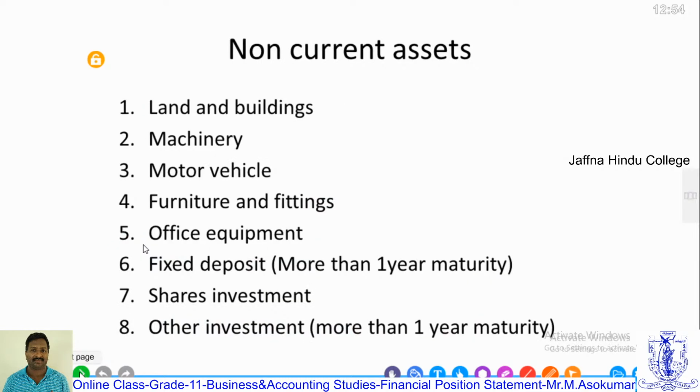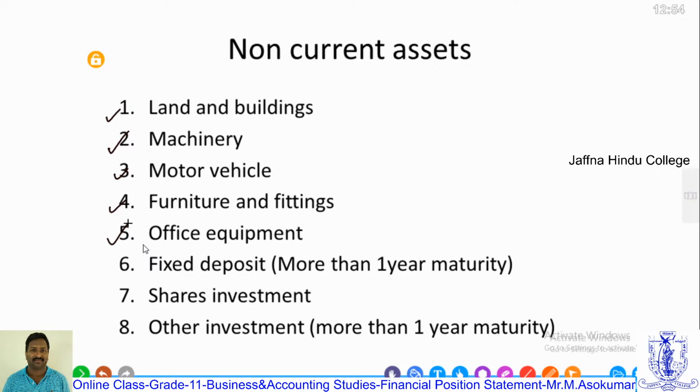You are given some examples of non-current assets. They are land and building, machinery, motor vehicle, furniture, office equipment. These are called tangible non-current assets. They have a physical appearance, they are tangible things.